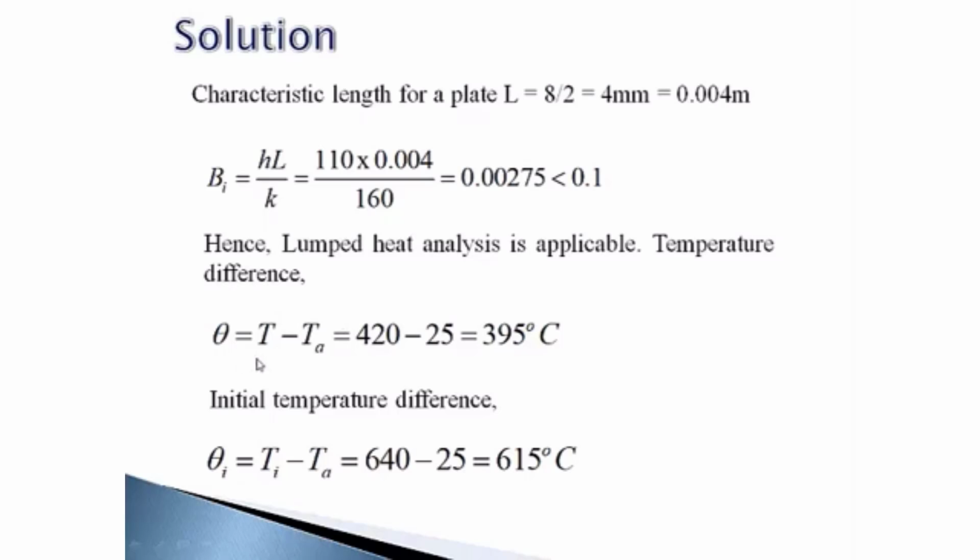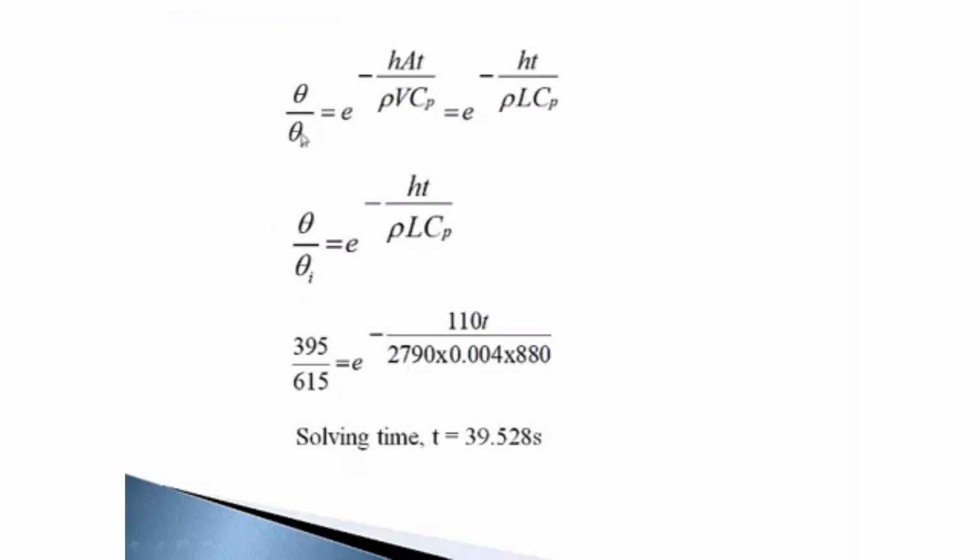Now you can find out the temperature difference. To attain a temperature of 420, we need to find out the time. So 420 temperature minus ambient temperature 25, we will get 395 as theta, and the initial temperature difference, Ti minus Ta, we get 615. Now you can use the formula which you have derived earlier, theta by theta I is e raised to minus hA t by rho V Cp. So now you can again take that area into the denominator of this equation.